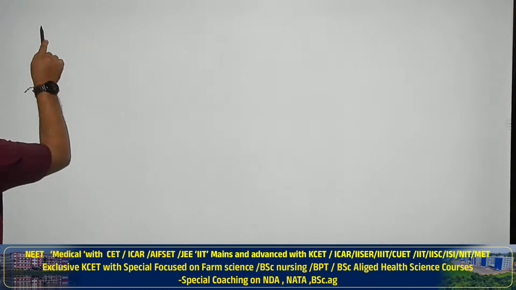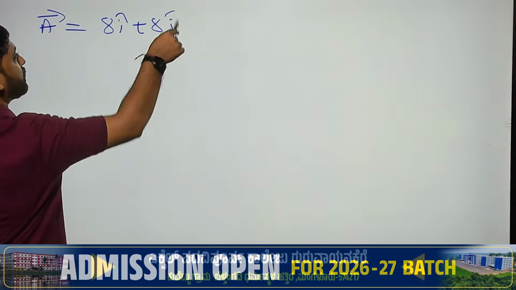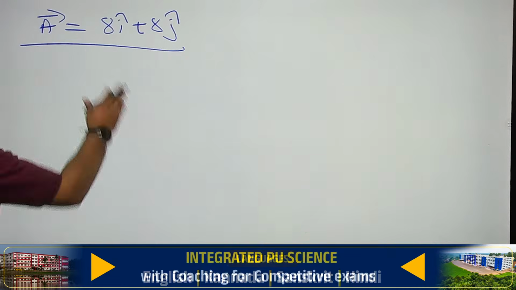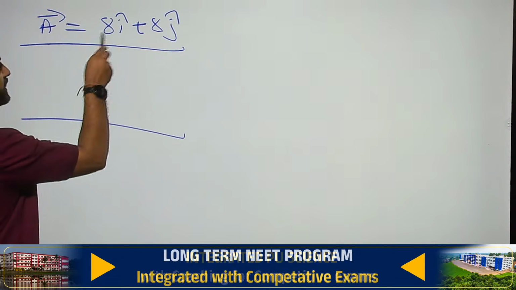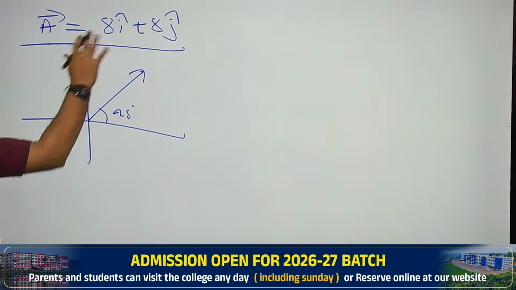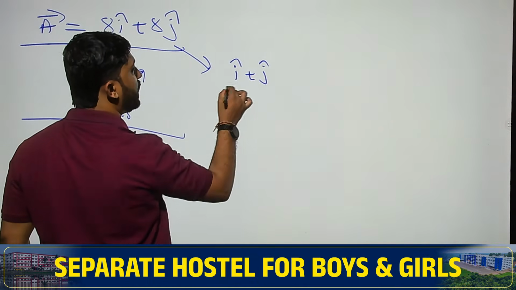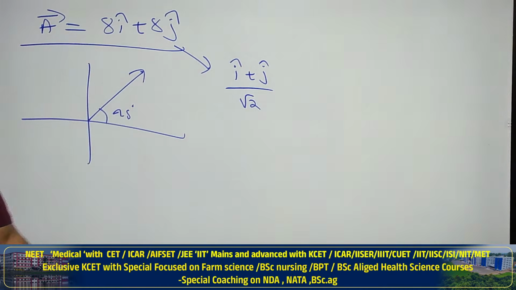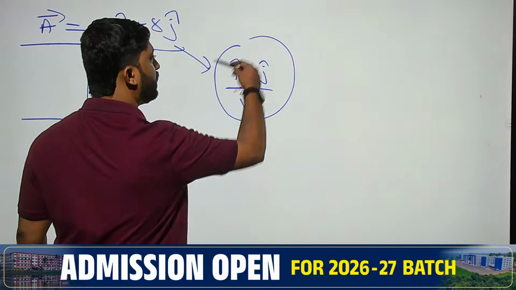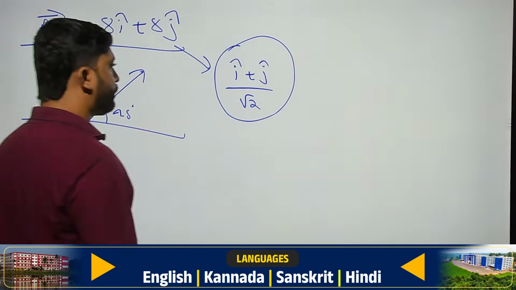For example, another example, A vector is equal to 8i plus 8j. What is the direction of this one? If anyone asks in which direction this vector is, it is simply, since both coordinates are the same, the vector is making an angle 45 degree, and if anyone asks what is the unit vector, its unit vector is i plus j divided by root 2. This unit vector you should remember.